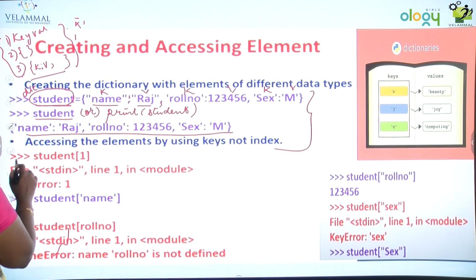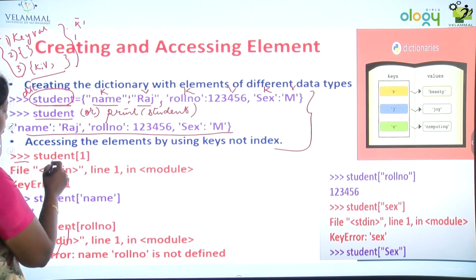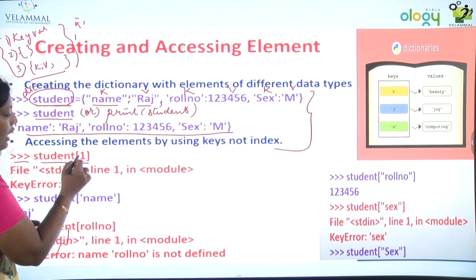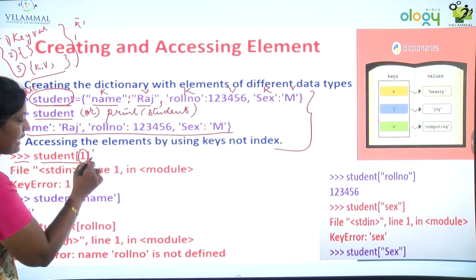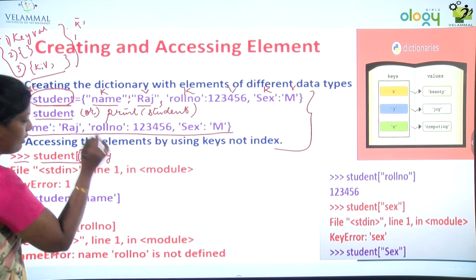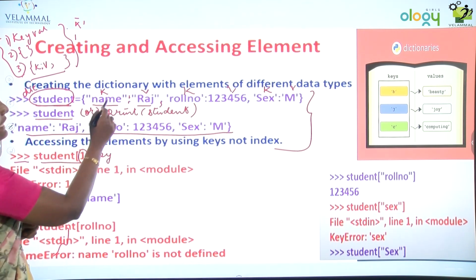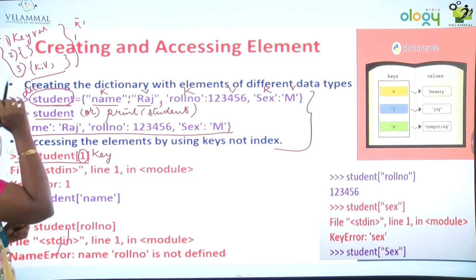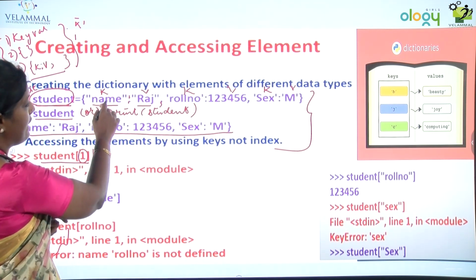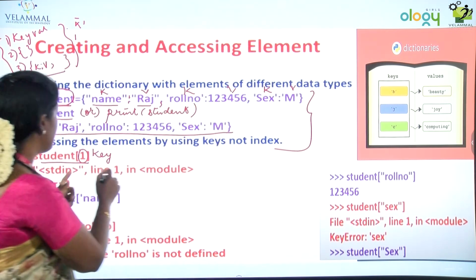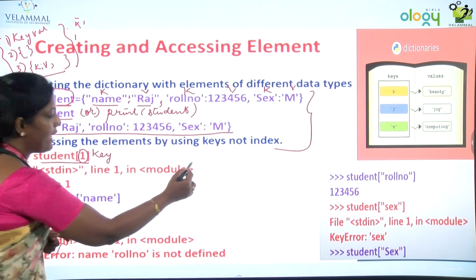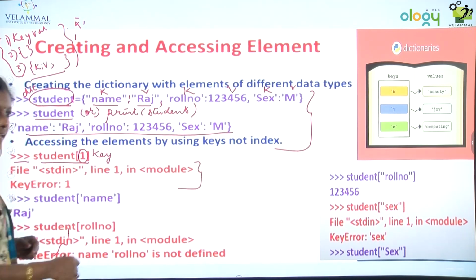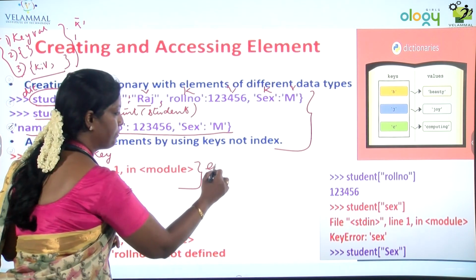So next, in my prompt mode, I'm going to use student one. Here I'm using the key. Do you have any key under the name of one in student? No, we have name, roll number and sex. There's no one. So that's why in your monitor it is shooting up an error. So this is the error part.